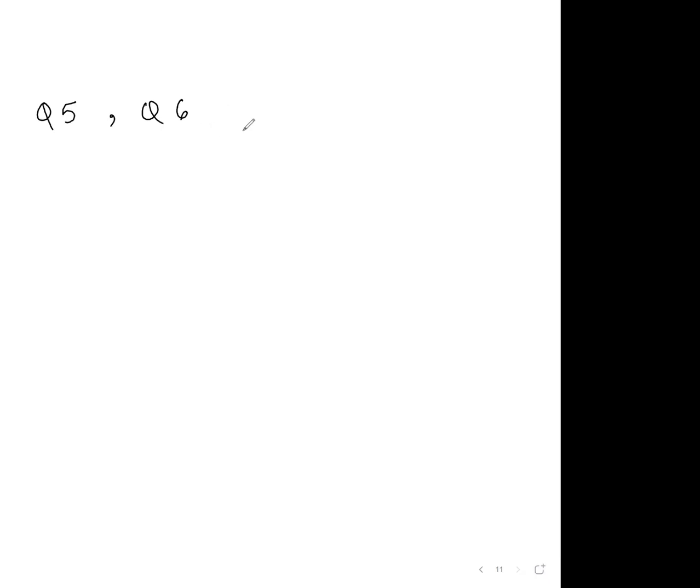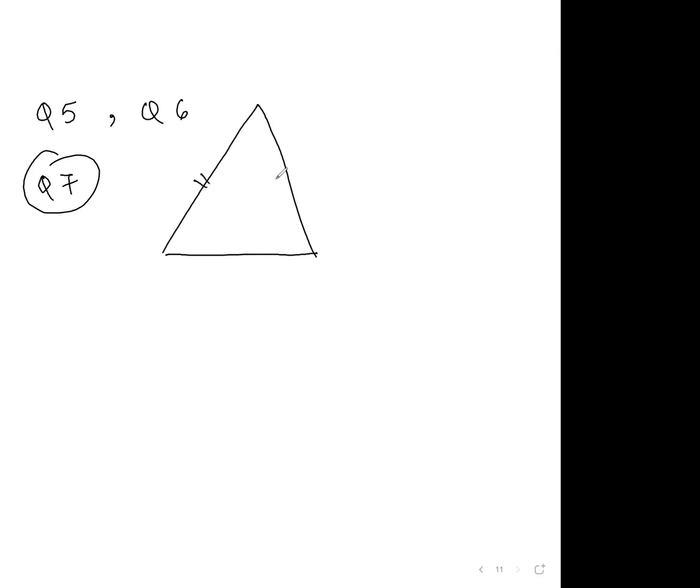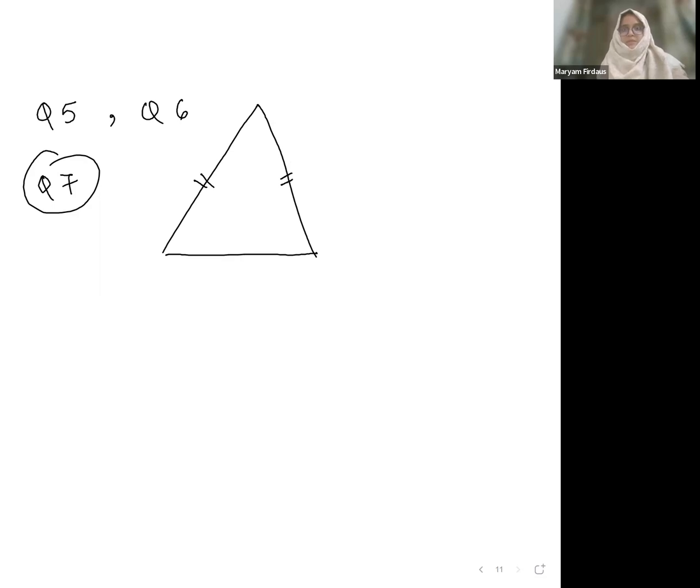Good. Now, Hiba, I think the fifth one you will be able to solve on your own. Question number 5, question number 6, you have to do by yourself. I will try to solve it. Good. Now let's do question number 7. Actually, no, I didn't understand the fifth question. Hiba, it's very similar to what we have just done. Okay, we'll do it together.